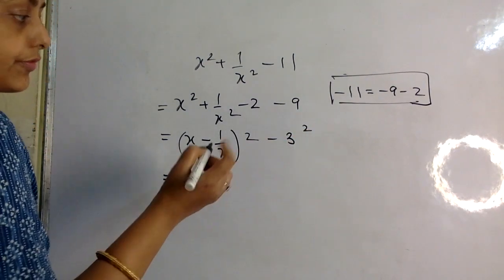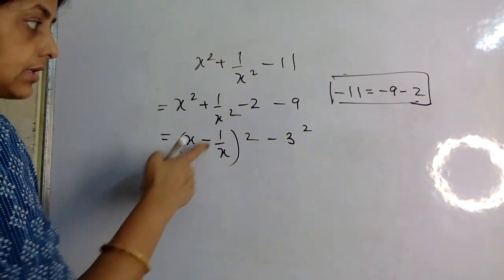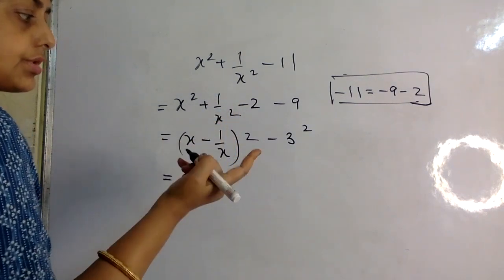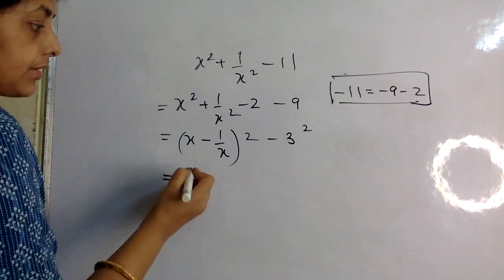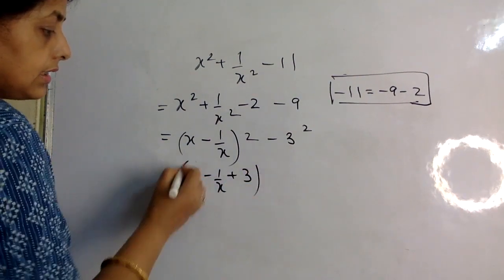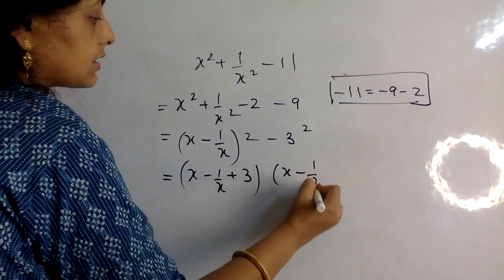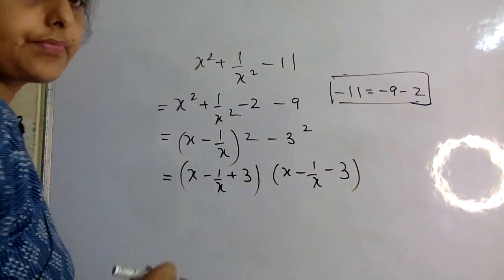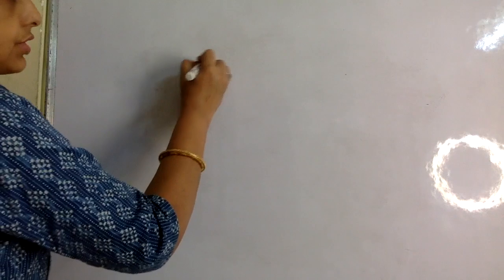Now you have to be very careful to use a minus sign here, because the 2 has the minus. If the 2 has the plus, then you should use the plus here. So, x minus 1 by x plus 3 and x minus 1 by x minus 3. Factorization done. This is the next question, which is almost similar.